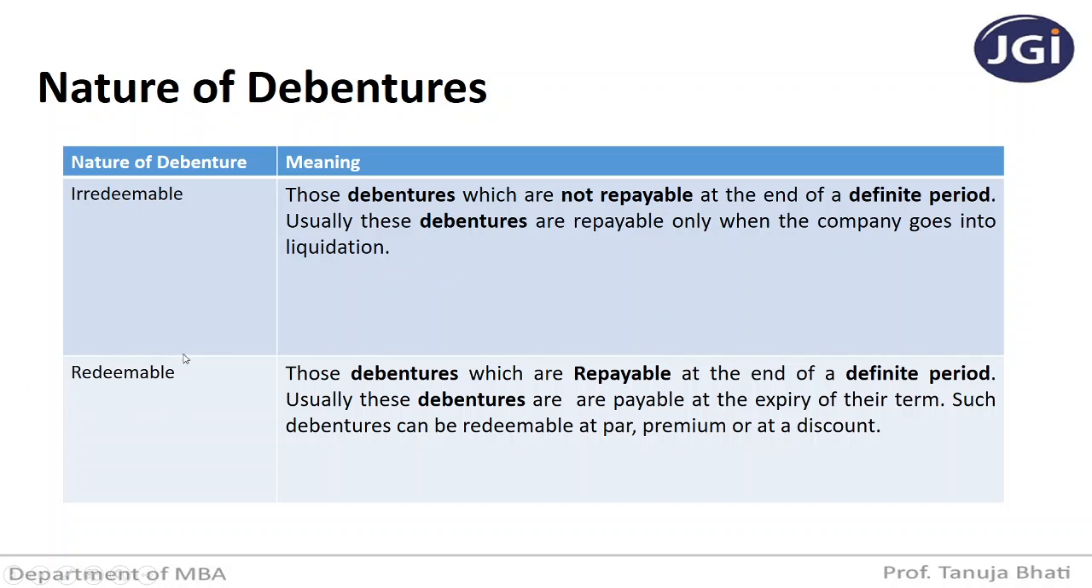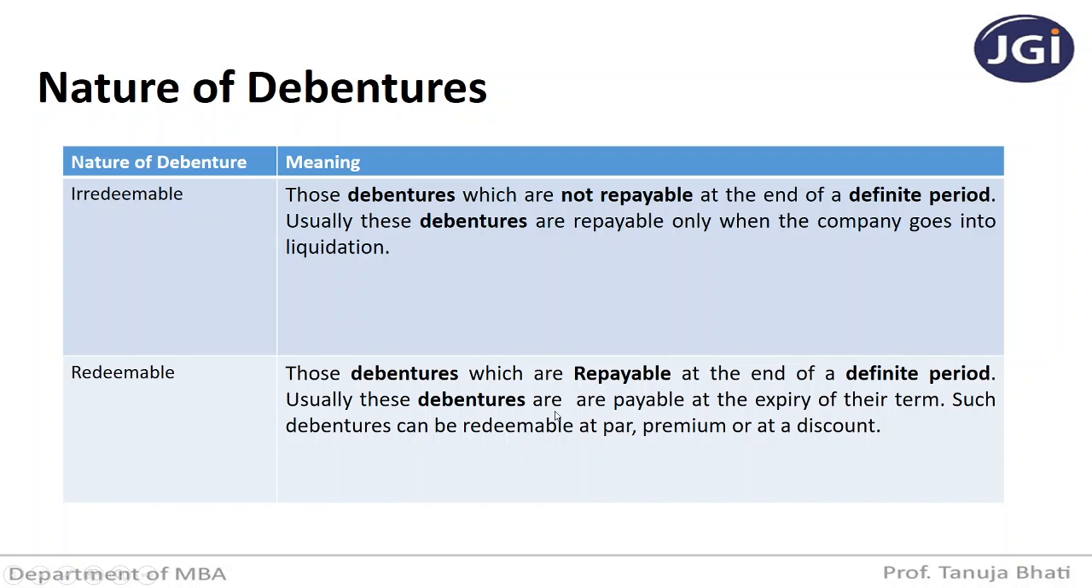Next, redeemable debentures means those debentures which are repayable at the end of a definite period. Usually in the debenture certificate issued by the company, the nature will be specified. Suppose it is redeemable, the certificate or the bond of debenture will specify that the amount taken from the debenture holder will be repaid by the company, suppose at the end of 5 years. So 5 years in this case becomes the definite period, or suppose at the end of 10 years, so 10 years becomes the definite period. Definite period is where the period of repayment is being stated.